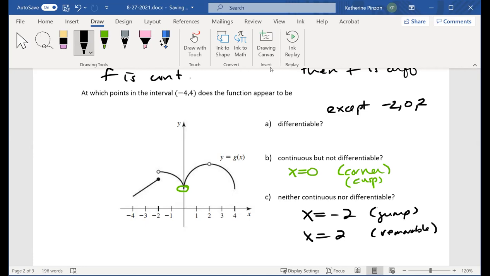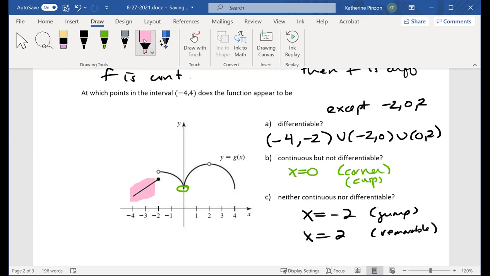If I'm going to put that in interval notation, I'm going to say from -4 to -2, from -2 to 0, and from 0 to 2. So I used this interval here, this interval here. Oh, and 2 to 4. I need one more interval. And 2 to 4, that interval there. So I'm just leaving out those 3 bad points. I'm leaving out -2 because it wasn't continuous. I'm leaving out +2 because it wasn't continuous. I'm leaving out 0 because it wasn't differentiable. Everywhere else, see how it told me only to use -4 to 4? Everywhere else, differentiable.